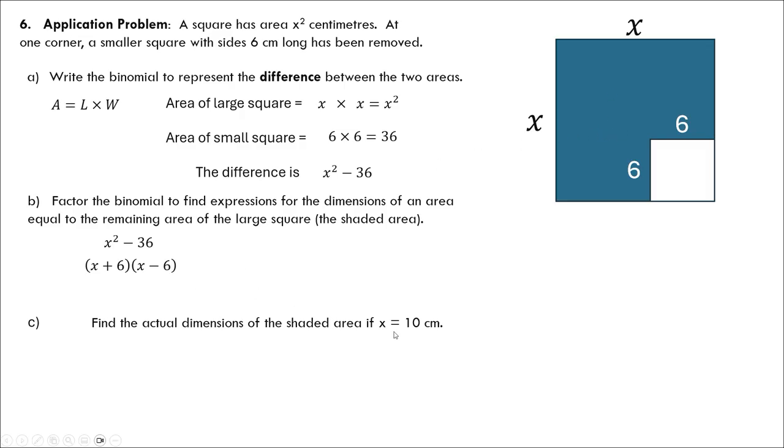Now we're told that x has a value of 10 centimeters. So all we need to do to find the actual blue shaded area is plug this 10 centimeters into x, and it will give us an actual value. So the length is x plus 6. That's 10 plus 6, which is 16. The width is x minus 6. That's 10 minus 6, which equals 4. So the dimensions are 16 times 4.